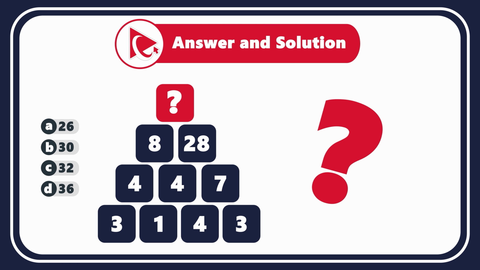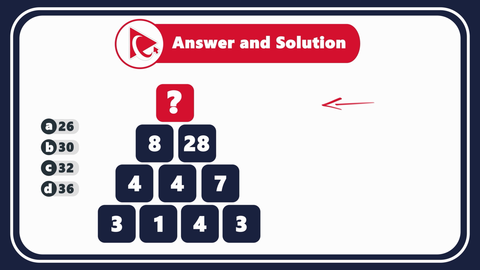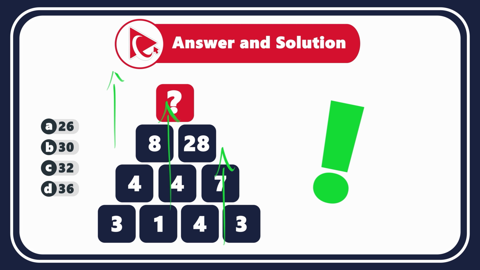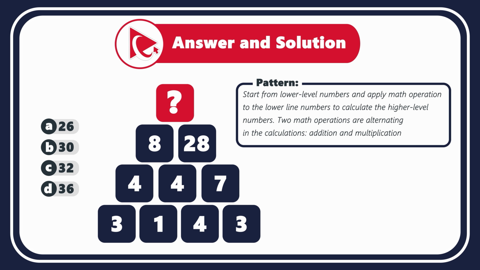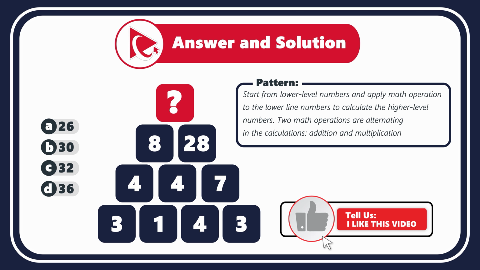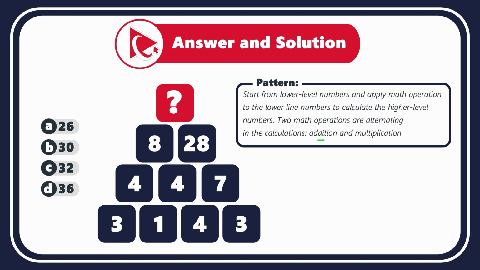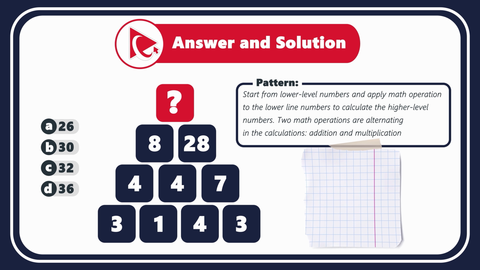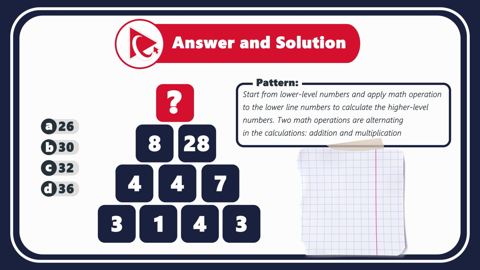Remember how I presented the information to you? I started from the top and went to the bottom. But in fact, you need to start from the low-level numbers and apply math operations to the low-level numbers to calculate the higher-level numbers. To confuse you even more, there are 2 math operations alternating in the calculations, addition and multiplication. Let's look at an example so you get a better understanding.